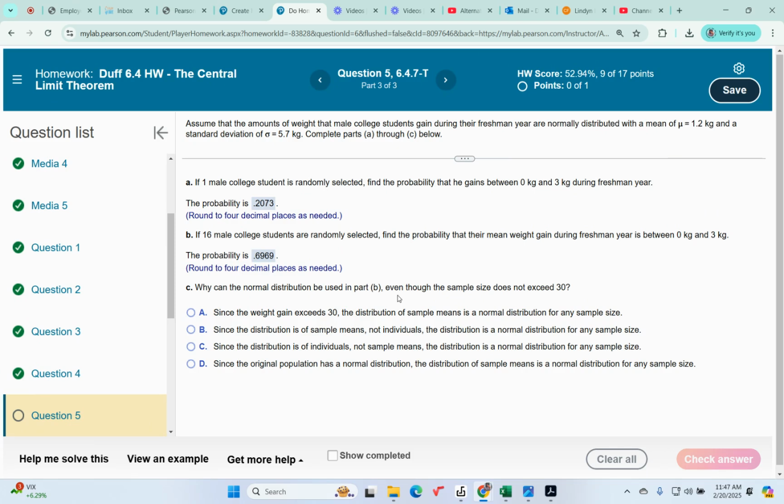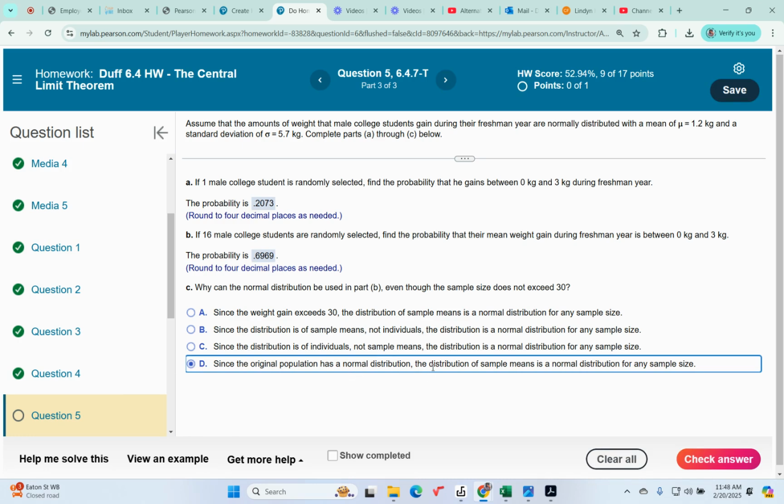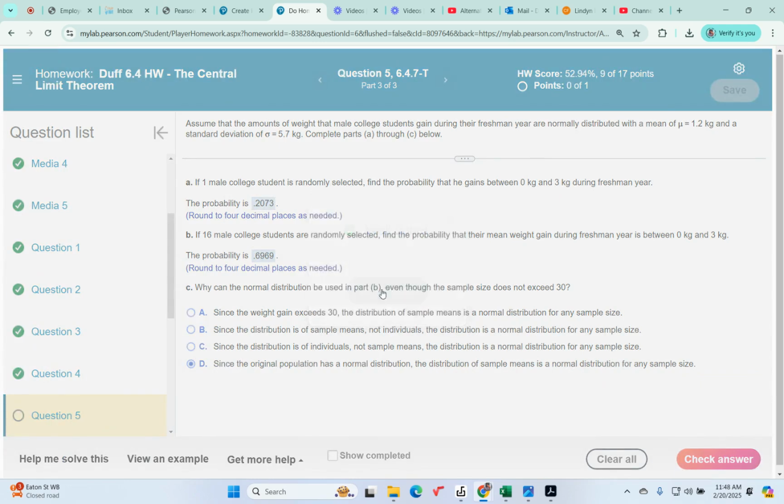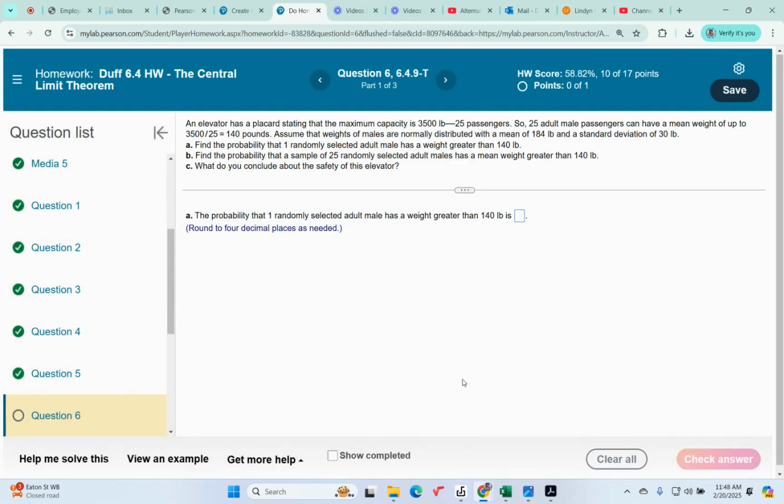And then, of course, the normal distribution can be used in Part B because they state that the amounts of weight that male college students gain during the freshman year is normally distributed. So they tell us. So it's not Part A. It's not Part B. So let's try Part D. Since the original population has a normal distribution, yes. And that concludes this lesson.